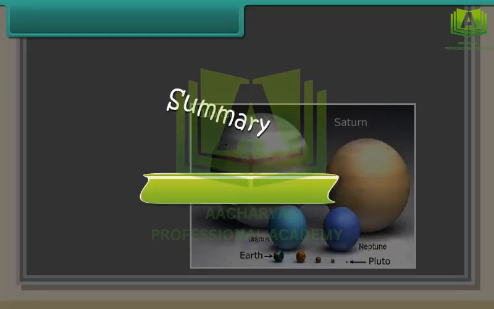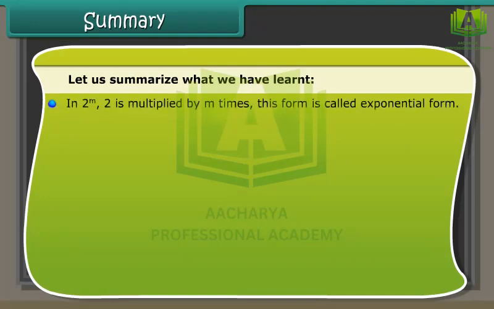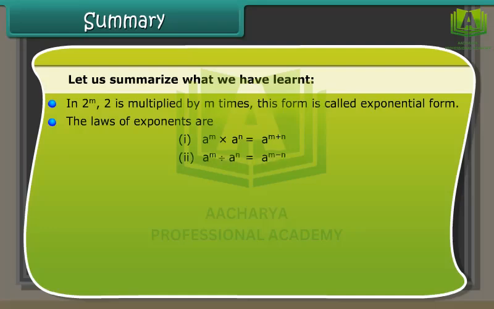Summary. Let us summarize what we have learned. In 2^m, 2 is multiplied m times. This form is called exponential form. The laws of exponents are: 1. a^m × a^n = a^(m+n). 2. a^m divided by a^n is equal to a^(m-n).